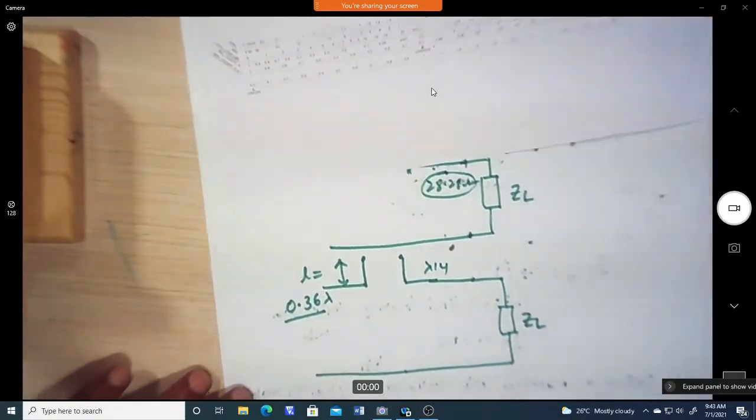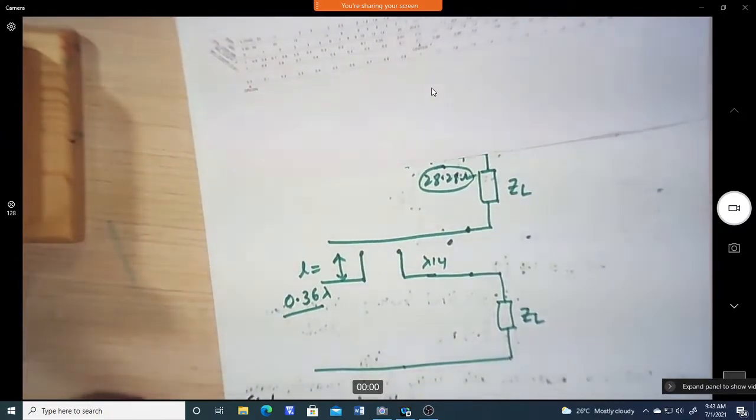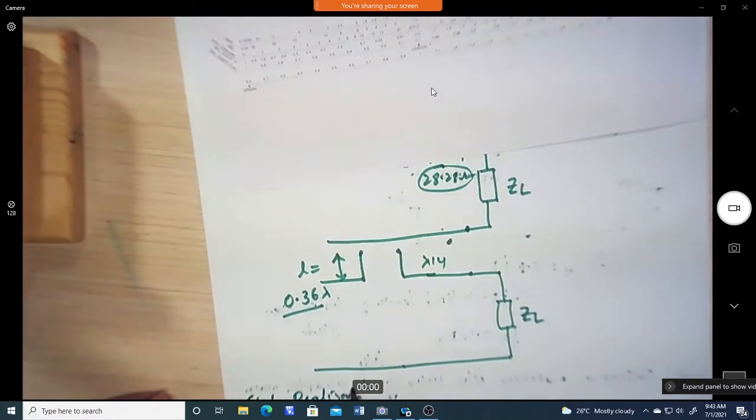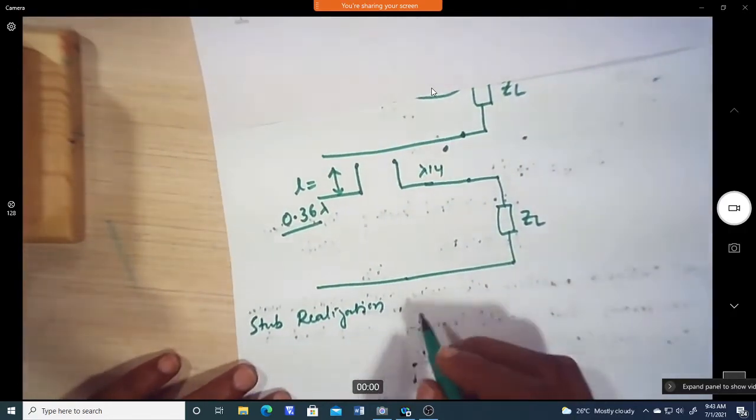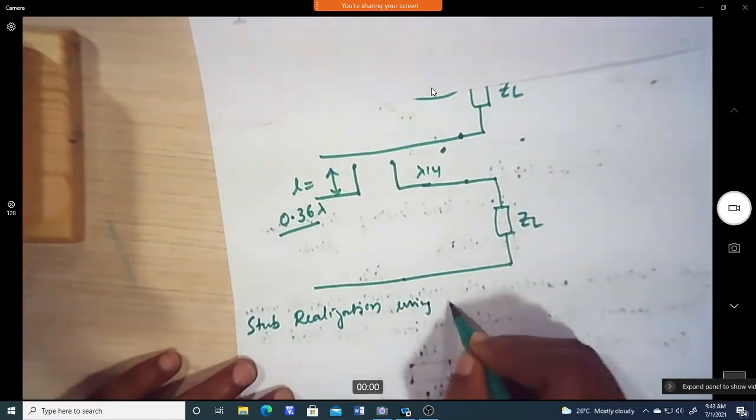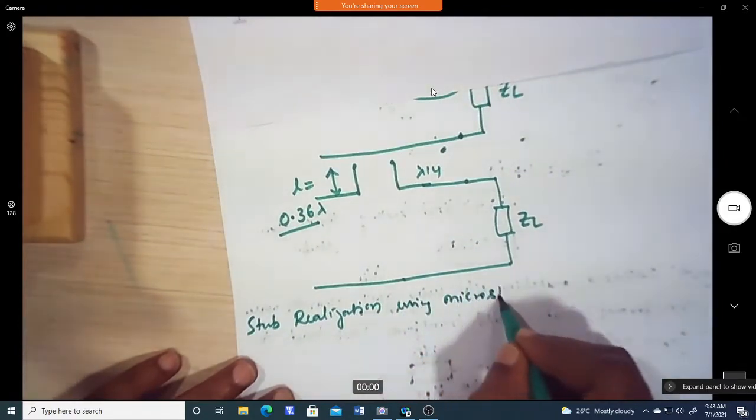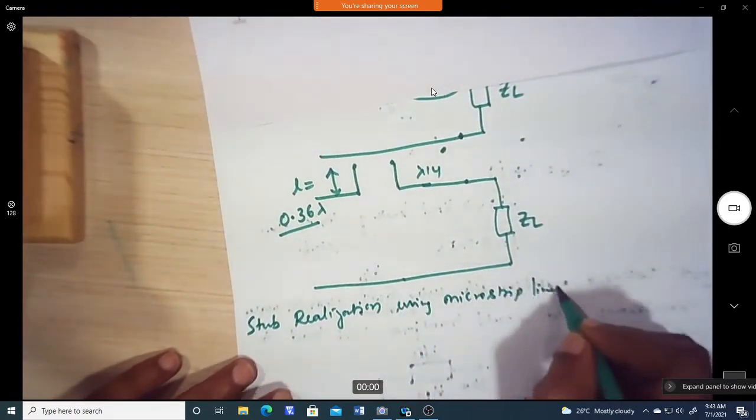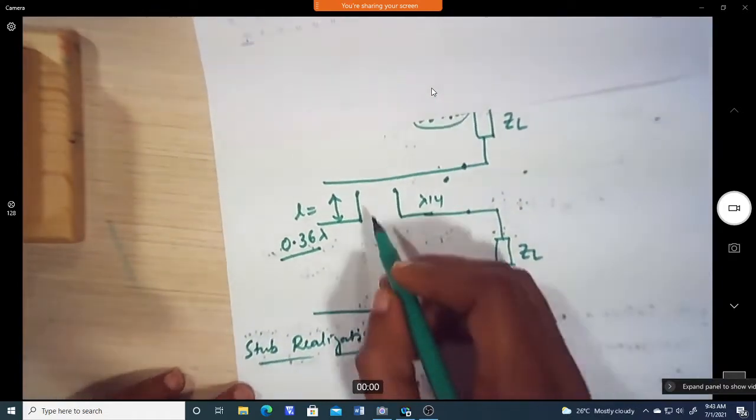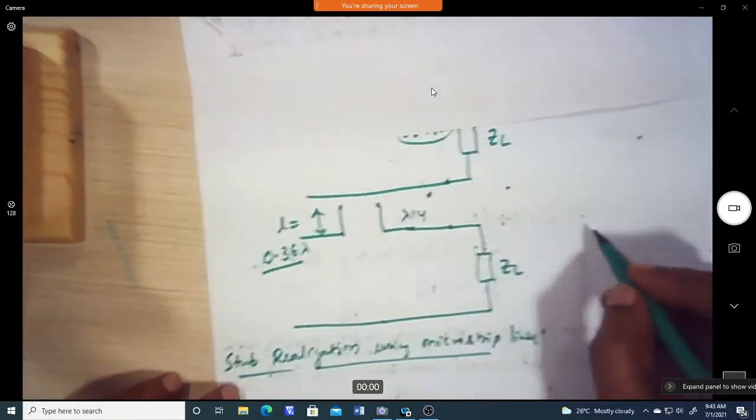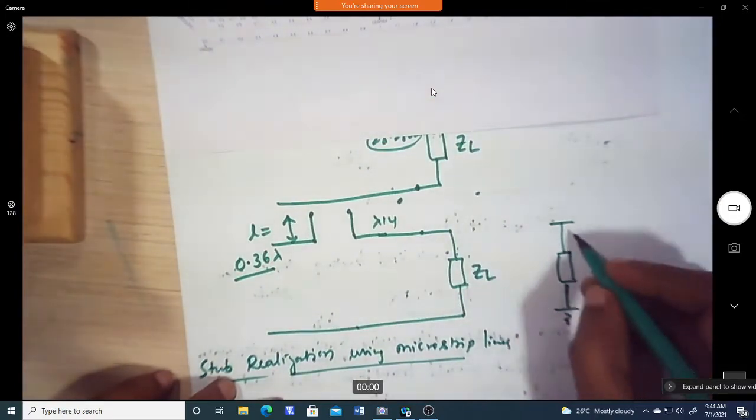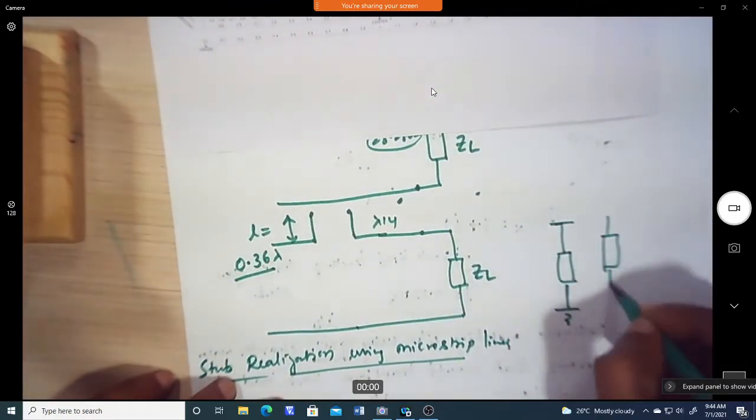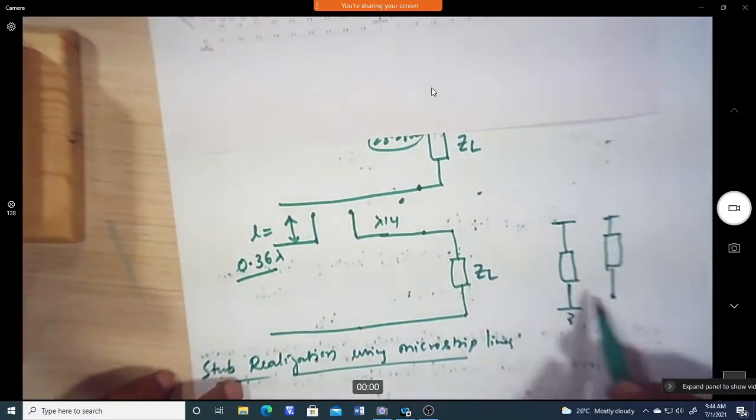Okay, so now whenever we have these stub realizations, we need to use some technology for this realization, that is stub realization using microstrip line. Whatever we represent as a stub, whether it is a short stub or an open stub, these are all microstrip-based technology.